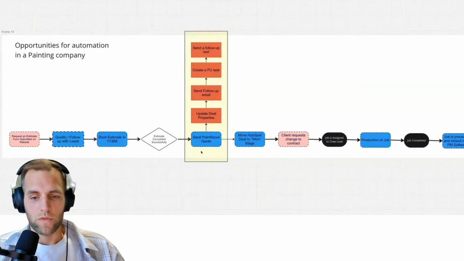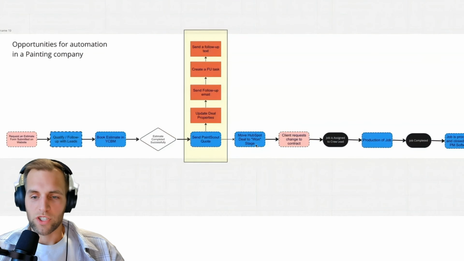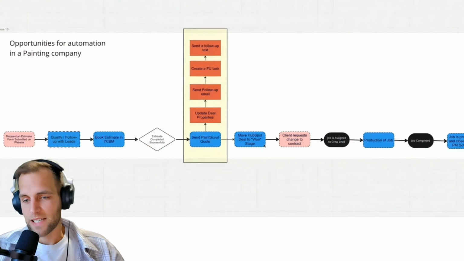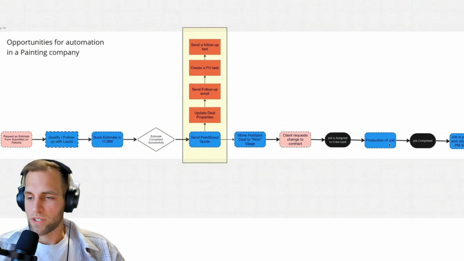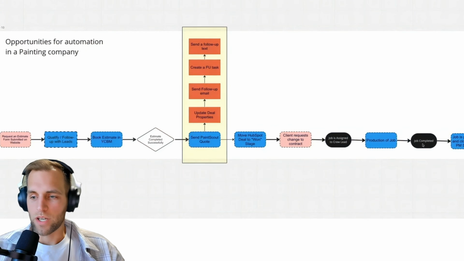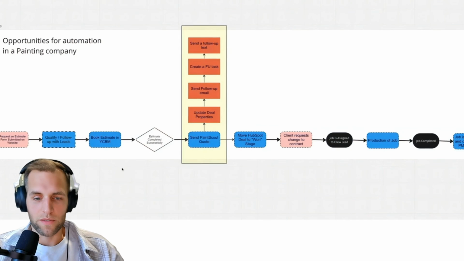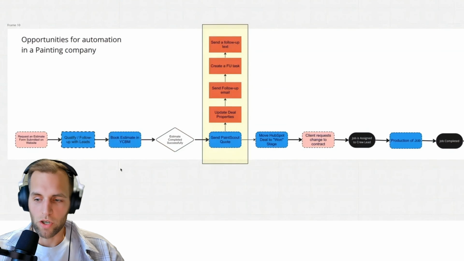When the deal is moved to the one stage, you could automate several things. If a client requests to change a contract after they've already accepted one, when your crew is assigned to the particular job, when the job starts and you actually are doing work on the job, when the job is completed, or when the job closes out. So any of these are, again, these are kind of the key milestones, in my opinion, where there's prime opportunity for automation to occur in a painting business.